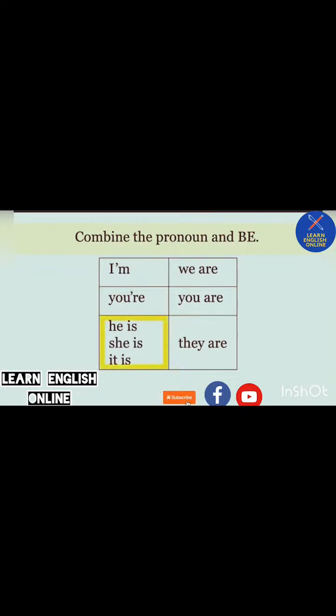He is, she is, it is follow the same pattern. So drop the I, move the S closer to make one word, and put in the apostrophe. He's, she's, it's follow the same pattern. We are changes to we're, you are changes to you're, and they are changes to they're.